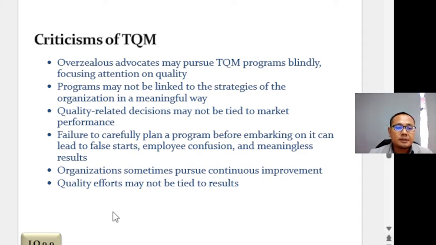First, you can see overzealous advocates may pursue TQM programs blindly, focusing attention on quality, and programs may not be linked to the strategies of the organization in a meaningful way. Quality-related decisions may not be tied to market performance, and failure to carefully plan a program before embarking on it can lead to false starts, employee confusion, and meaningless results. Organizations sometimes pursue continuous improvement and quality efforts that may not be tied to results.